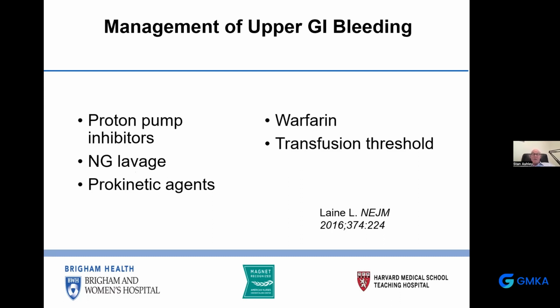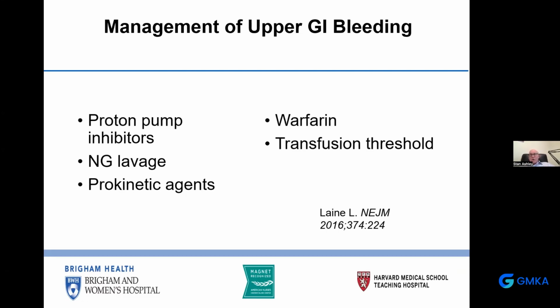Management before endoscopy. So PPIs, we usually start in everyone. There is pretty good data that if they have an ulcer, it reduces the need for treatment, i.e. there are fewer actively bleeding or visible vessels. There's no data to suggest that PPIs reduce the need for endoscopy, the mortality, or the need for surgery. Again, we mentioned NG lavage. It's really hard through an NG tube to adequately lavage, so it's not a benefit for that purpose. Prokinetic agents can be useful to empty the stomach, get the blood out before you do the endoscopy.